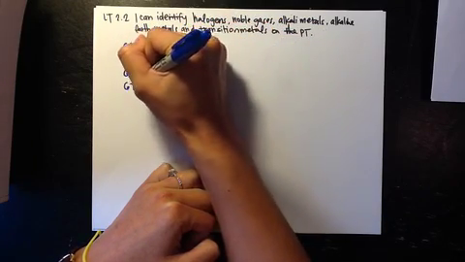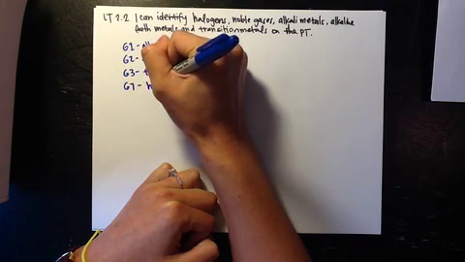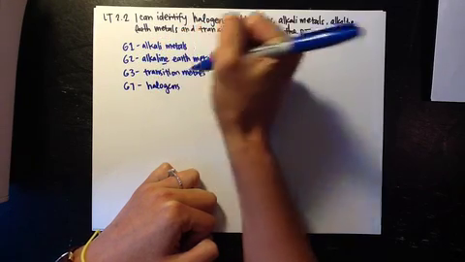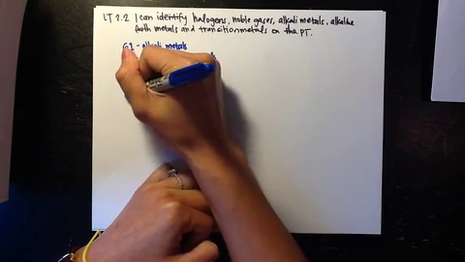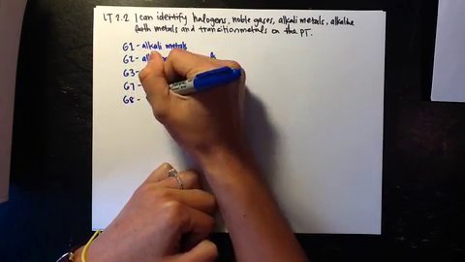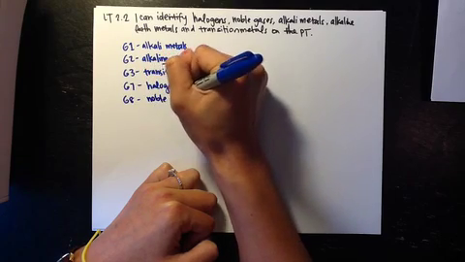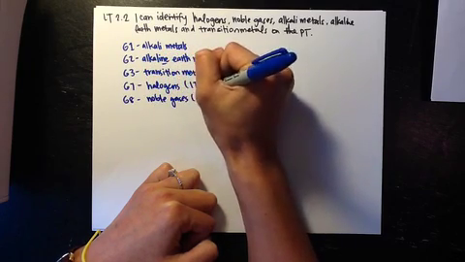Group 7, those are my halogens, a la Beyonce, and you might see this as group 17. And finally, group 8, those are my noble gases. Again, you might see this as group 18.